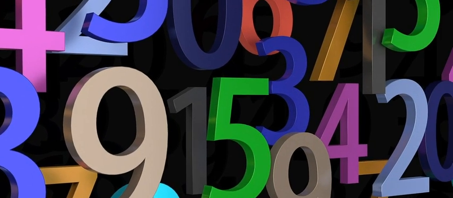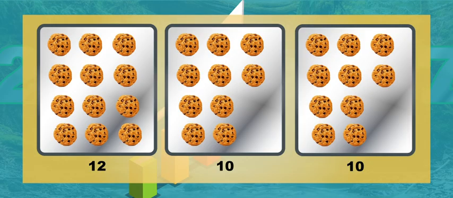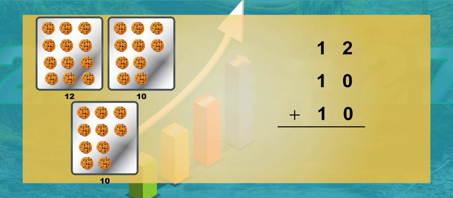Let's look at a final example. There are 3 cookie sheets with cookies. How many cookies are there? There are sheets with 12, 10, and 10 cookies. Let's start adding by lining up the numbers vertically. Add the numbers in the ones place. Notice that with 2 zeros, the sum is 2. Then add the numbers in the tens place. The result is 3, and the sum of the 3 numbers is 32.